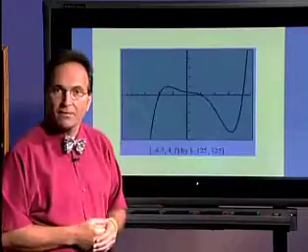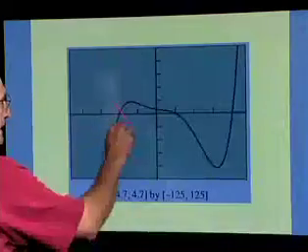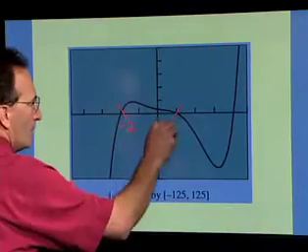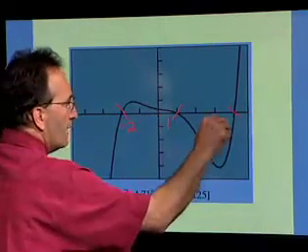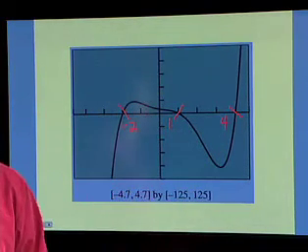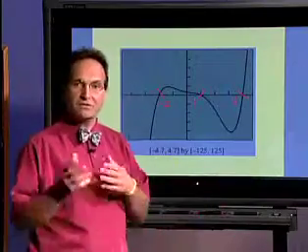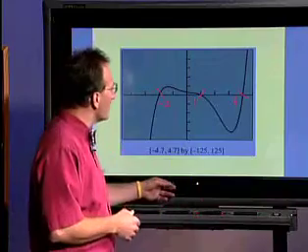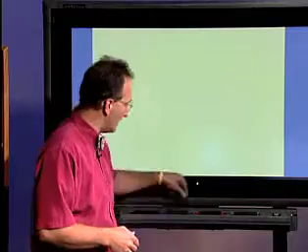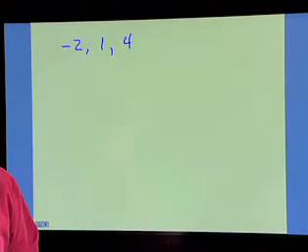Here's the graph. So it appears to us from the graph that -2, +1, and then +4 are real roots to this particular equation. Well, that's helpful because we have a starting point. So let's start with those possibilities. We know that we have those three, -2, 1, and 4 as real roots.